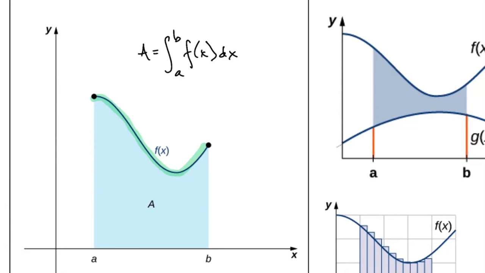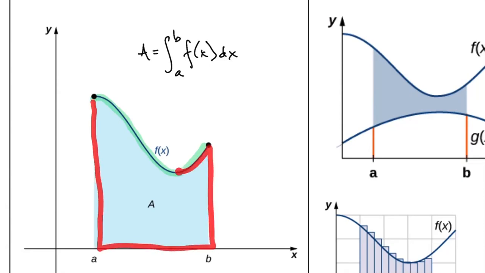Anytime we find a definite integral and we get this number at the end, that number has a meaning. Let's say I did this integral and I got a 10 at the end. That would mean that the area of this shape is 10.